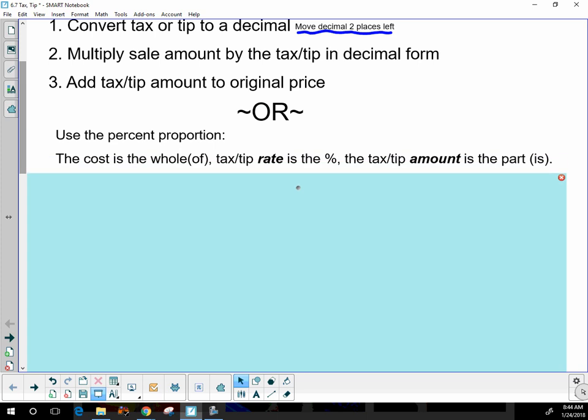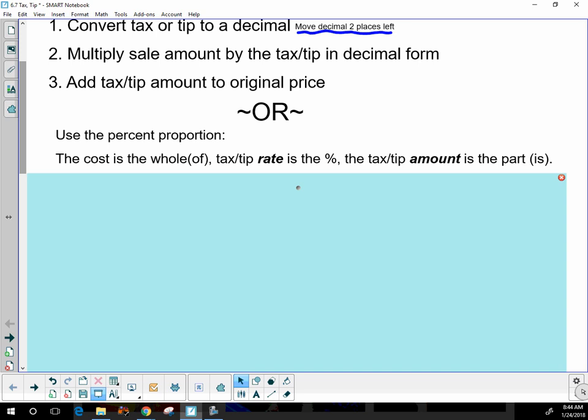You could use the percent proportion as well. Instead of just straight up multiplying by that decimal, you could also do that fraction. Remember, 20% is 1/5. So you can multiply by the fraction, but I think converting to a decimal is probably the most likely way you're going to approach this. If it's weird amounts and you are getting confused, the percent proportion is great for everything.